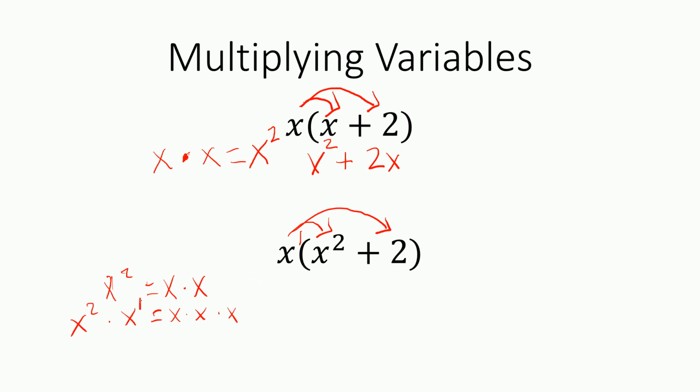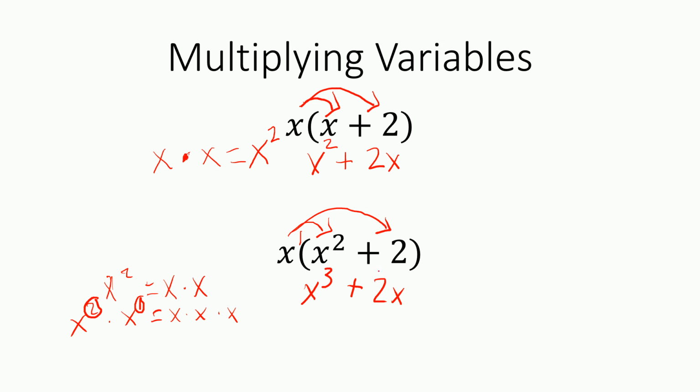And really what ends up happening is we add the 2 powers. It's a quick short way of doing it. So x to the first times x squared would be x to the third, because that's 1 plus 2. And then we can also again multiply x times 2. If this were x squared, it would be 2x squared instead of 2x.